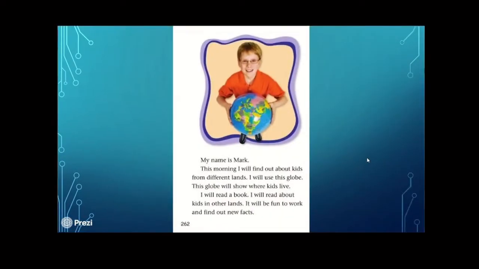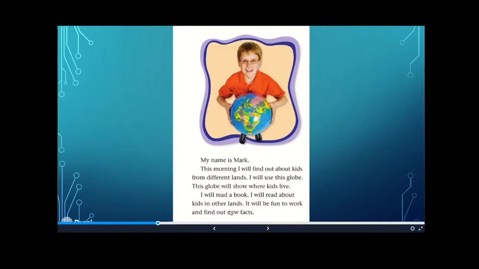Let's read. My name is Mark. This morning I will find out about kids from different lands. I will use this globe. This globe will show where kids live. I will read a book. I will read about kids in other lands. It will be fun to work and find out new facts. So guys, excellent. Let's continue with the story.